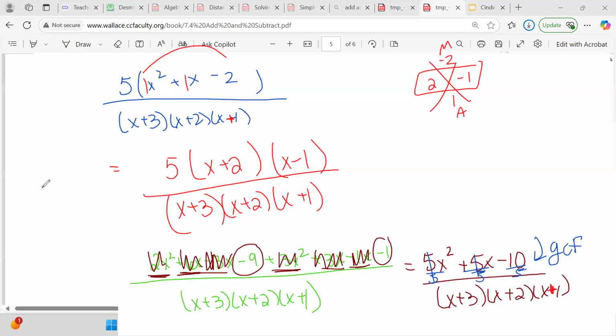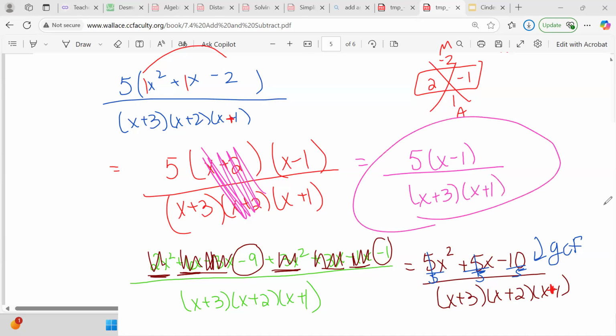Okay. So the only thing that cancels in the red, I'm in pink now, is x plus 2, giving us a final answer of 5x minus 1 over x plus 3, x plus 1. Okay. So again, this is probably an algebra 1 level, maybe algebra 2, but algebra 2, I think you'd need to go a little bit harder. I know this was hard, but there you go.